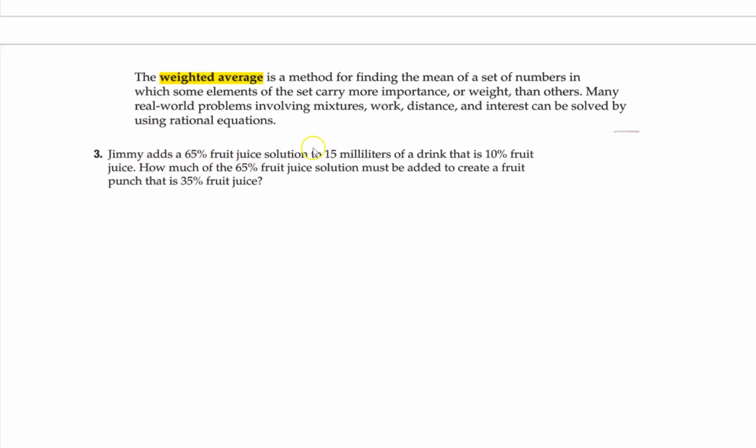Jimmy adds 65% fruit juice to a solution of 50 milliliters of a drink that is 10% fruit juice. How much of the 65% fruit juice solution must be added to create a punch that's 35% fruit juice? So essentially, we're like managers at Jamba Juice, and we're trying to create a nice new drink.